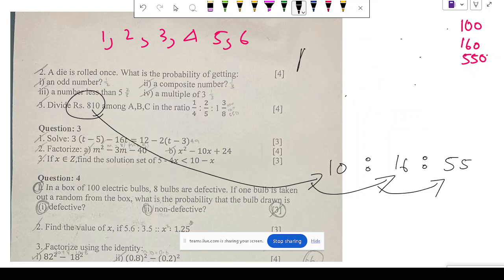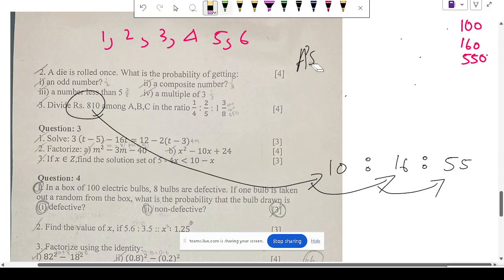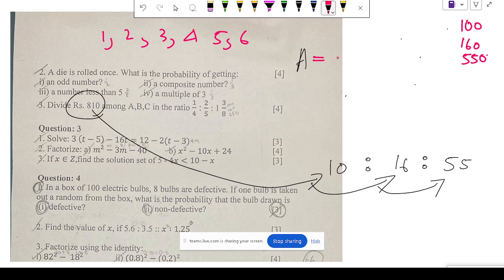What is A's value? Sir, A's value is 10, sir. No, how do you solve next? Ratio is given. What's the formula? Total amount. Yes, sir. 810 into 10 by... we have to add all three, correct. What's the formula I told? 810 into A's ratio divided by total ratio.